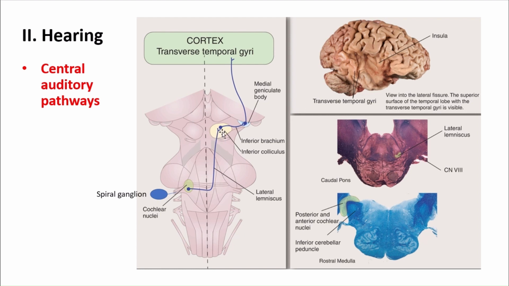From there it goes to the medial geniculate nucleus, and the fibers here are called the inferior brachium. The medial geniculate nucleus is located in the thalamus. From there it goes to the transverse temporal gyrus in the cortex of the brain, and the information is processed there. Depending on the frequency of the sound, it goes to different areas. It's not shown here, but it goes to different areas in the transverse temporal gyrus.